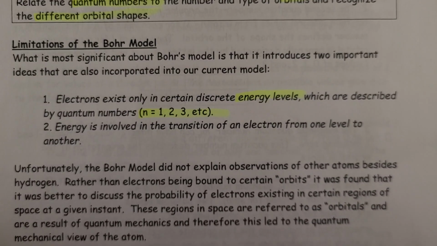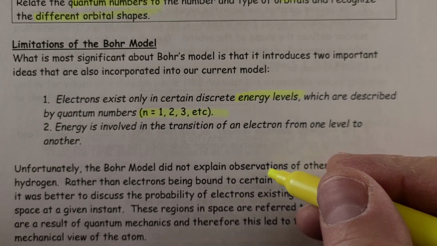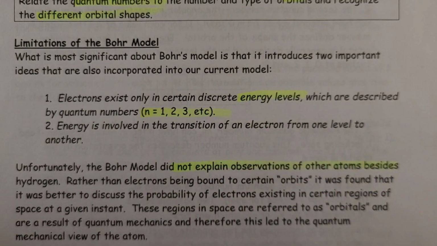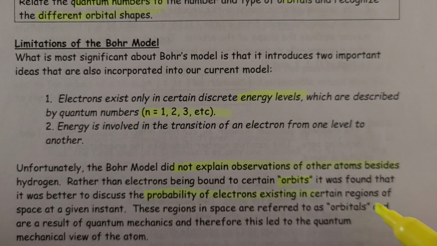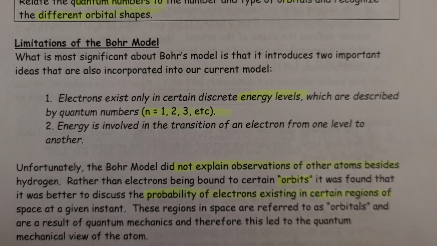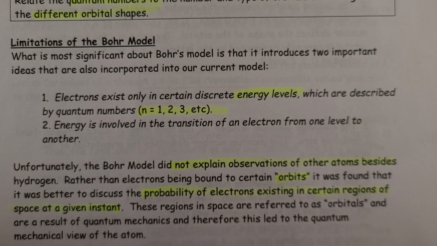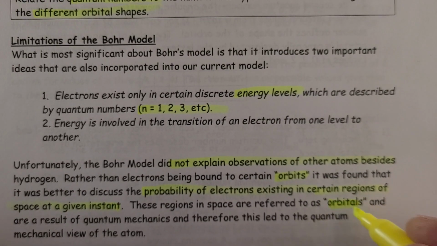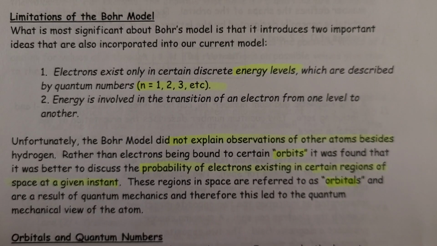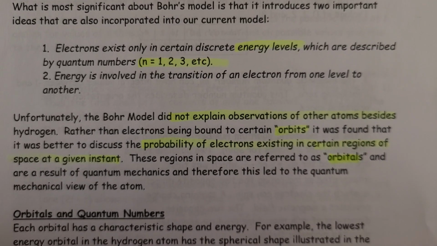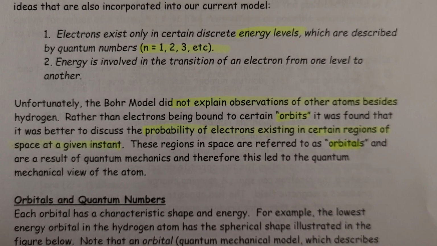Unfortunately, the Bohr model did not explain the observations of atoms other than hydrogen. Rather than electrons being bound to certain orbits, it was found that it's better to discuss the probability of electrons existing in certain regions of space at a given instant. These regions of space are called orbitals and are a result of quantum mechanics, and therefore have led to the quantum mechanical model.